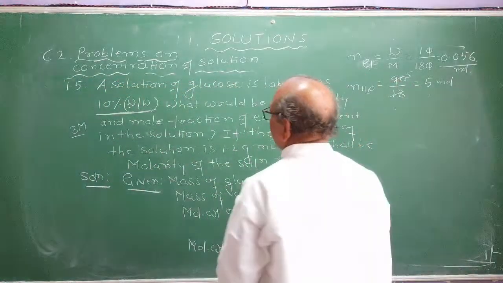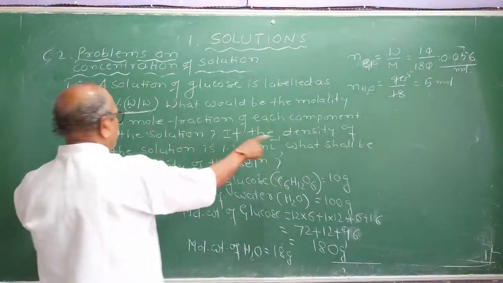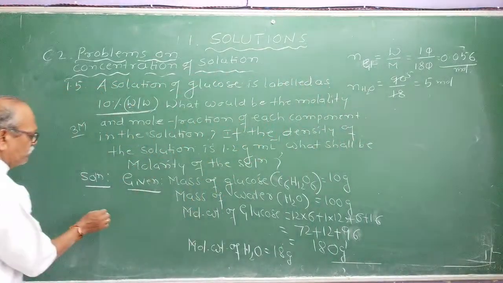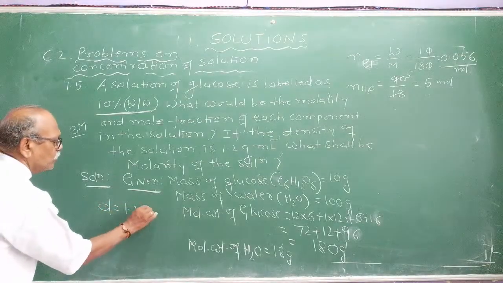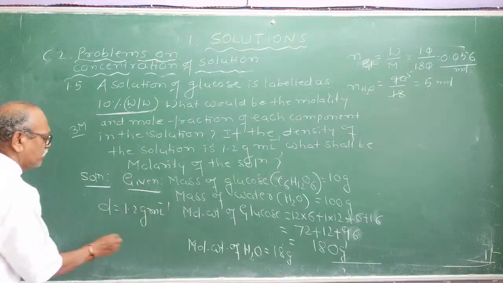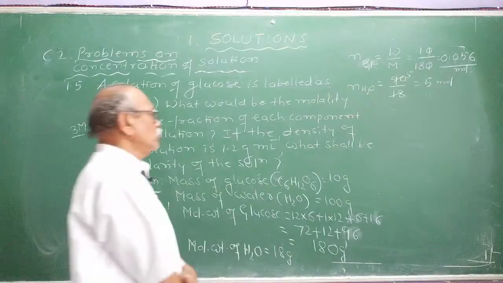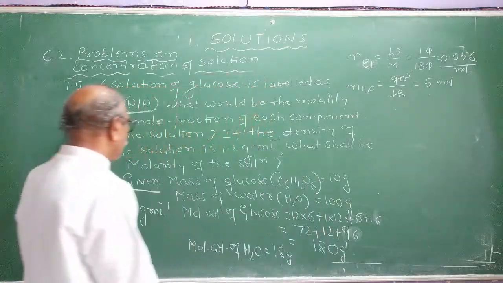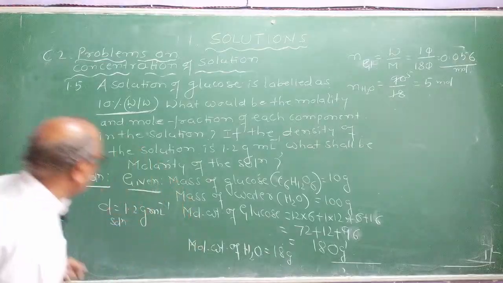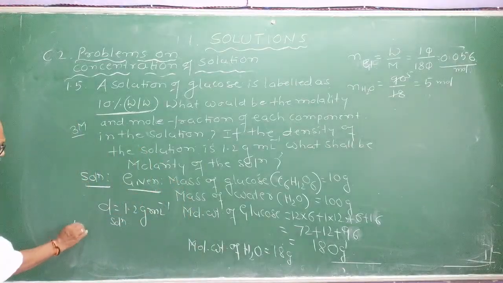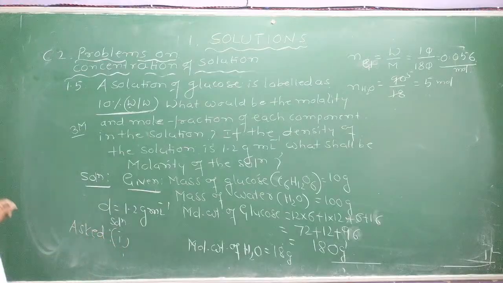Case 1, what you are asked: the mole fraction of each component in the solution. The density is also given as 1.2 gram per milliliter of the solution. Okay, no problem. First, you have to note down what is asked. Very important. After noting down what is given, what is asked, you are asked to get what?